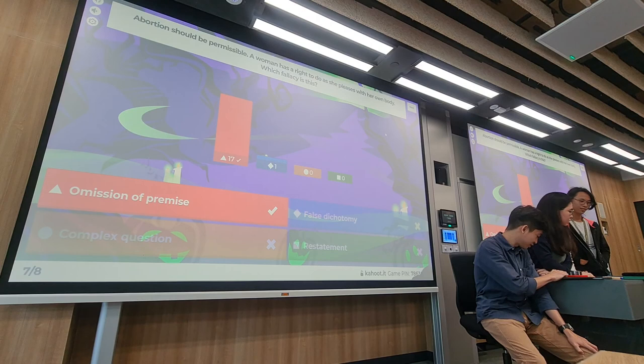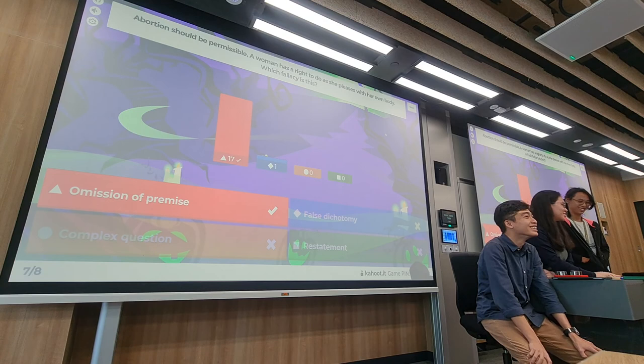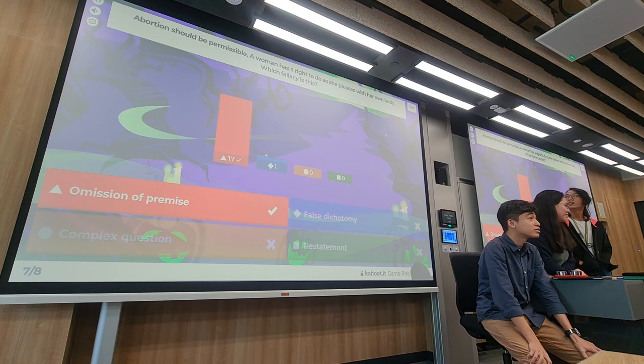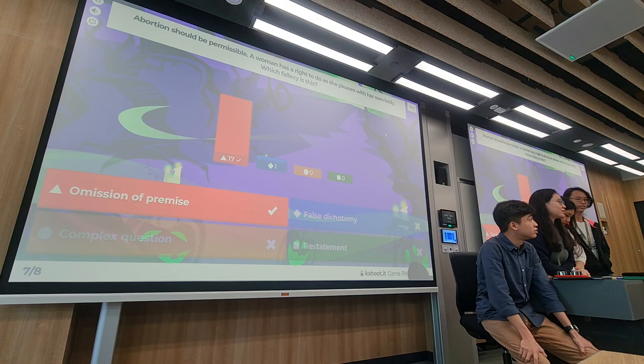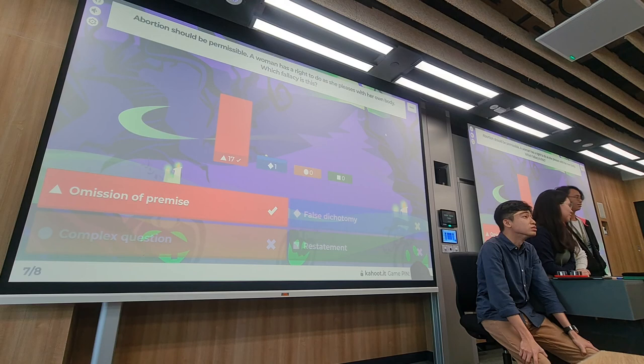Correct, which is the omission of premise. So this is an omission of premise because there's an omitted premise, which is that everything that the woman has the right to do as she pleases with her body should be permissible. And we all know that this is quite controversial because there are some actions, for example abortion and euthanasia, where it falls under the right that a woman should be able to do whatever she wants with her body. However, it's not permissible. Some people feel that it's morally wrong for different reasons, like it's not ethical. So that's why it's controversial and that's why it's the omission of premise.